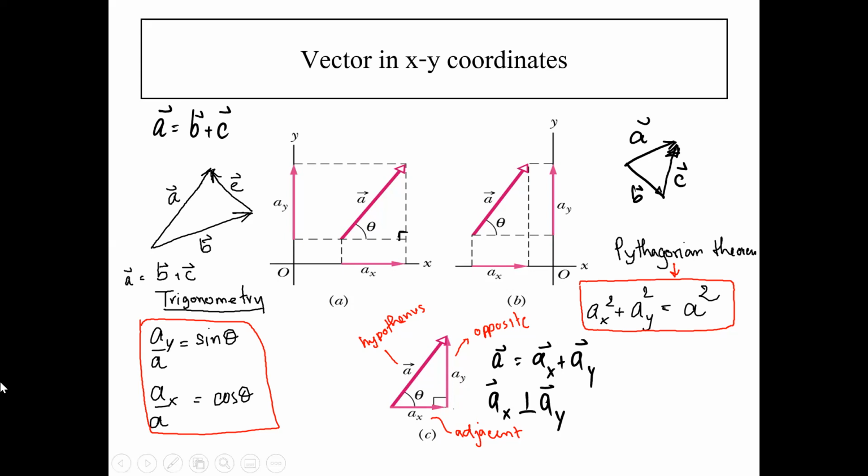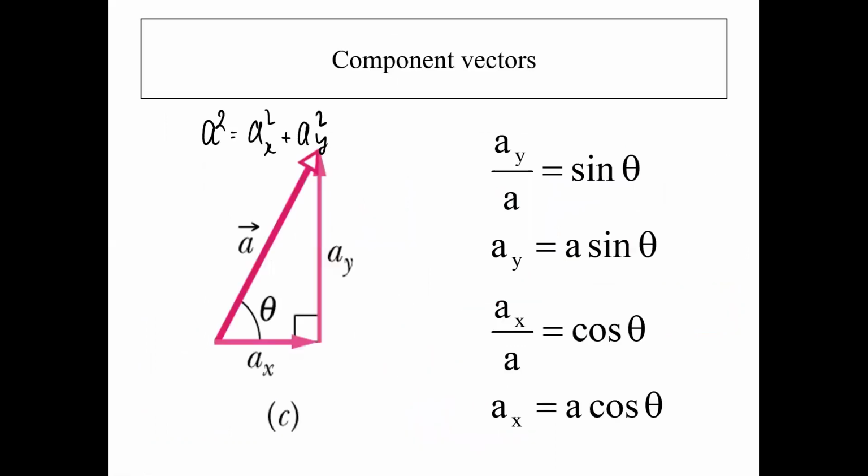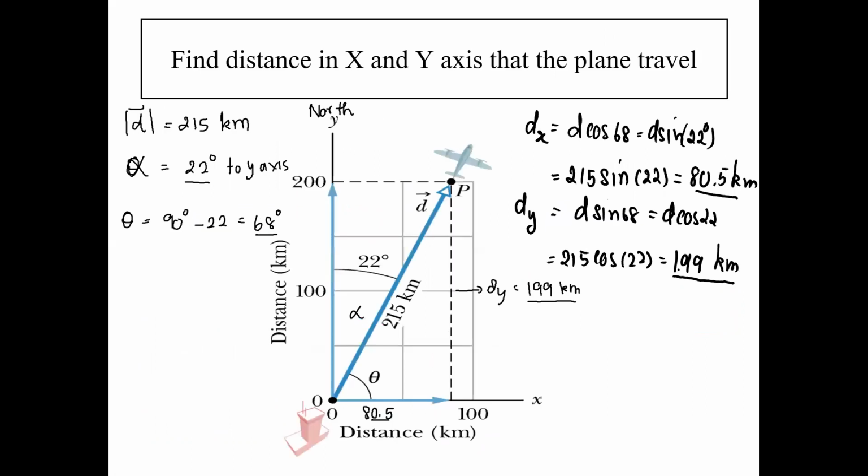So you can see that we can break any vector into two vectors that are perpendicular to each other. And Ax is A cosine theta, and Ay is A sine theta. So I will skip that sine and cosine and go back to component vectors.